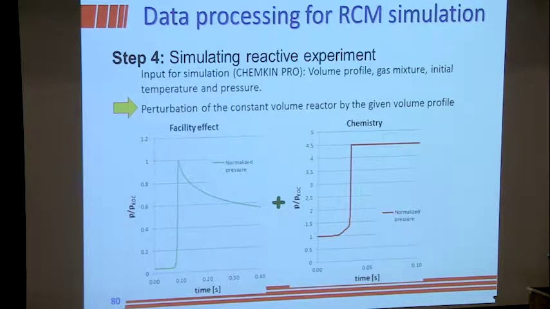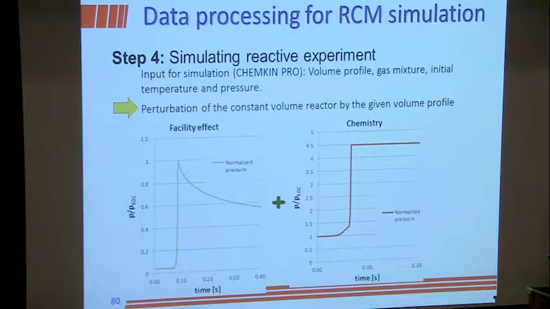So we have the facility effect, which is this pressure time history, which is converted ultimately into a volume time history, but it's giving us the pressure versus time. And then we combine that with the chemistry in the simulation to simulate what actually happens in reality.